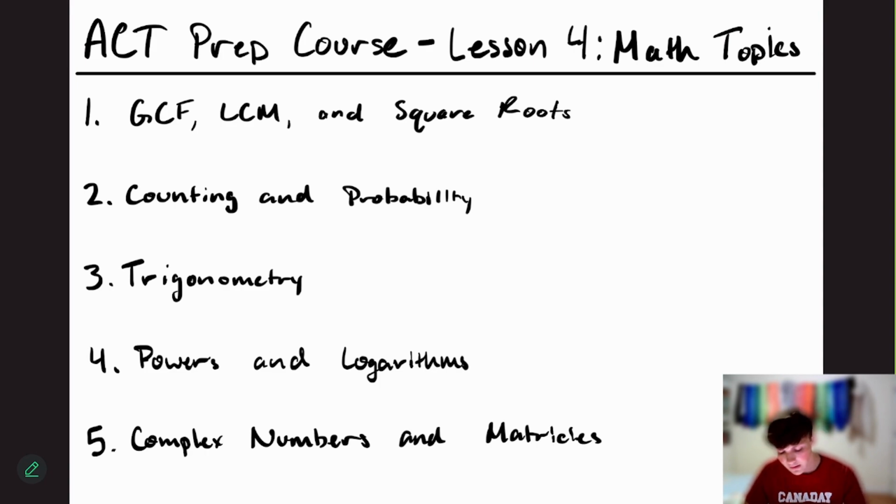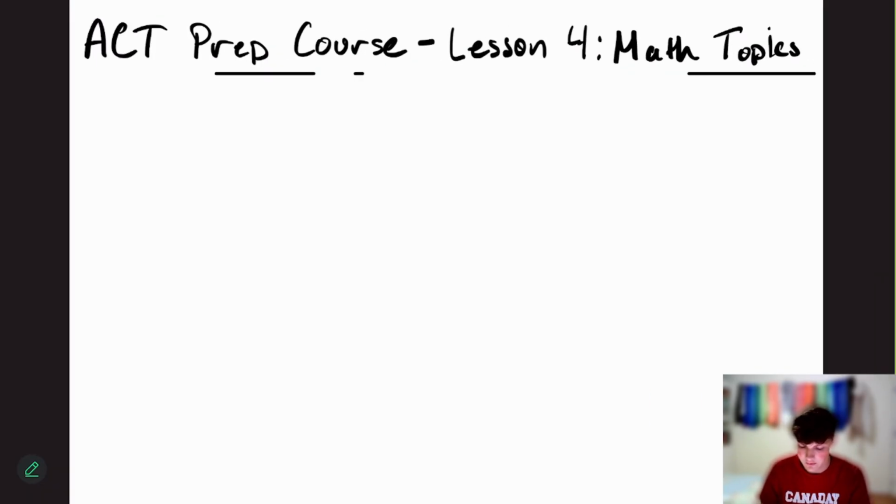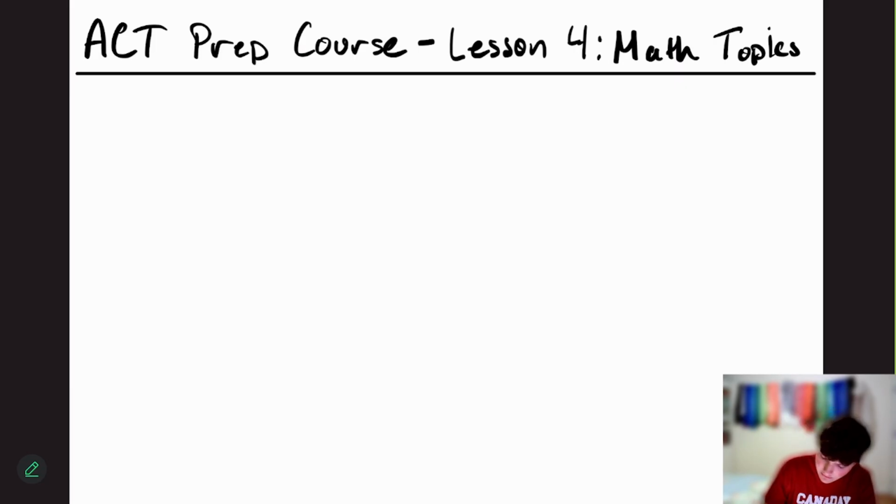Okay. So yeah, that's GCF, LCM, and square roots, right? The next thing we want to talk about is counting and probability. We'll go counting and probability. So counting and probability.